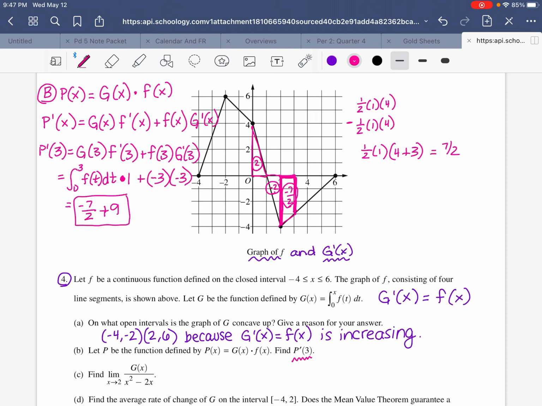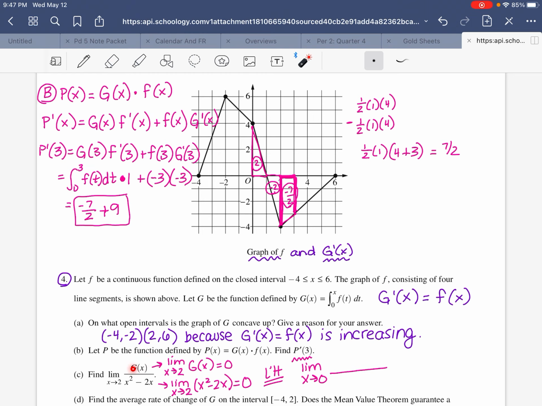So using good notation, I'm going to put a little arrow, and I'm going to say limit as x approaches 2 of g of x equals 0. And then I'm also going to write the limit of the denominator. Limit as x approaches 2 of x squared minus 2x equals 0. So I'm showing that they both equal 0. And then I'm going to use L'Hopital's rule. L'Hopital's rule, I recopy the word limit.